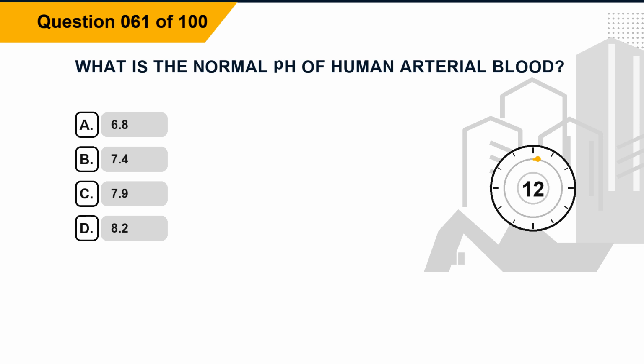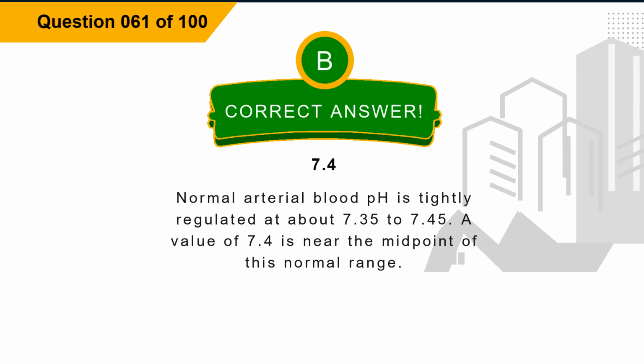Question 61. What is the normal pH of human arterial blood? Option A, 6.8. Option B, 7.4. Option C, 7.9. Option D, 8.2. The correct answer is option B, 7.4.